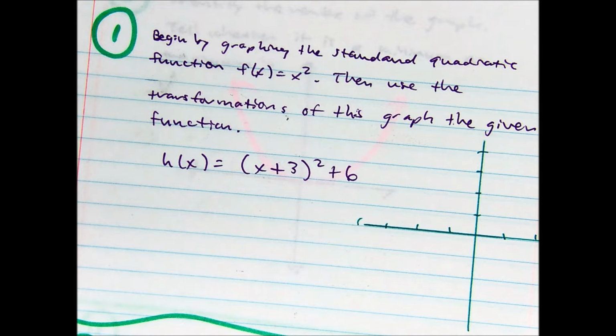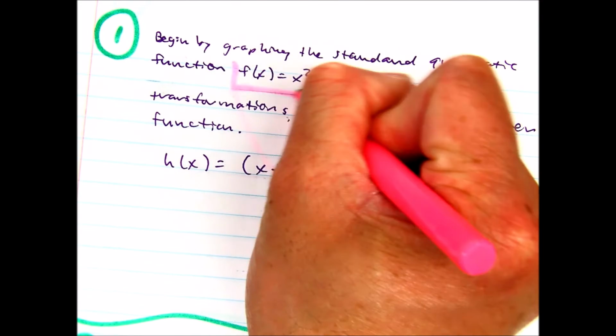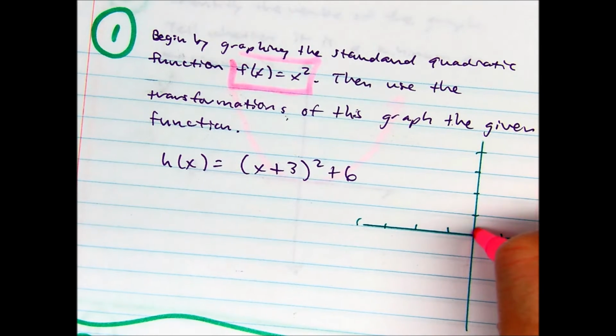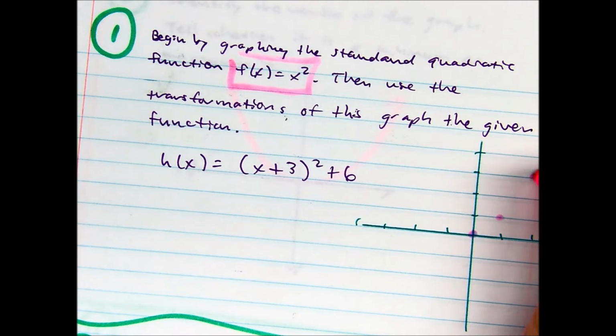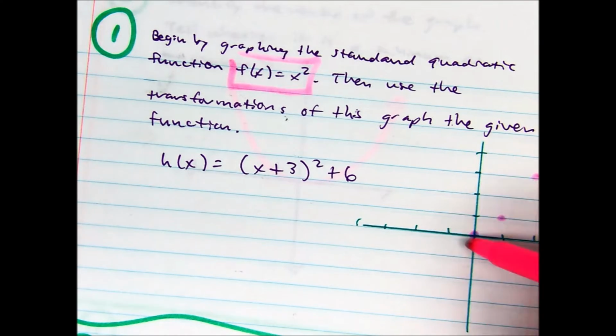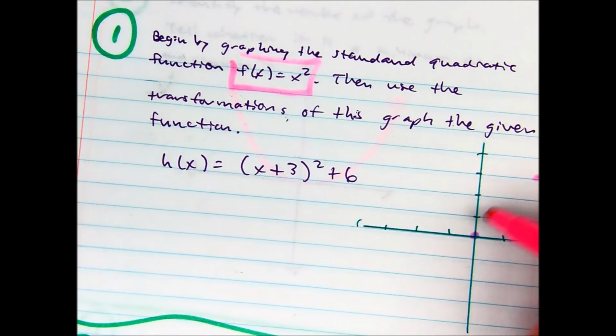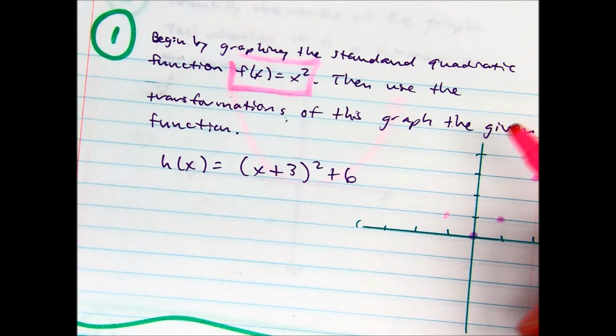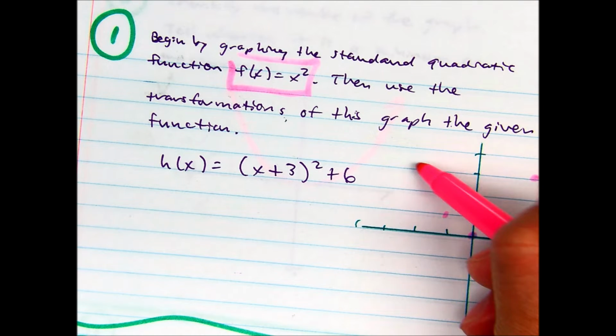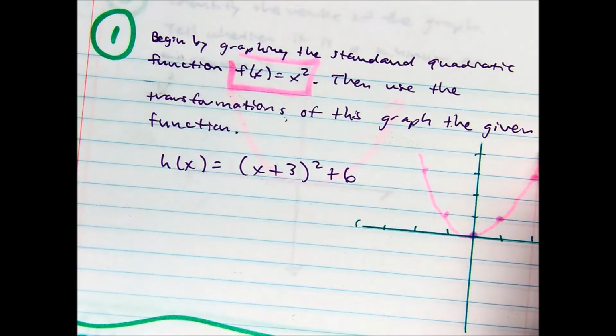So try and draw in a light color. Remember that's 0, 0, 1, 1, 2, 4. X is 1, you square it, you get 1. Square your x value, 2, you get 4. So my graph can kind of look like, that's the parent function.